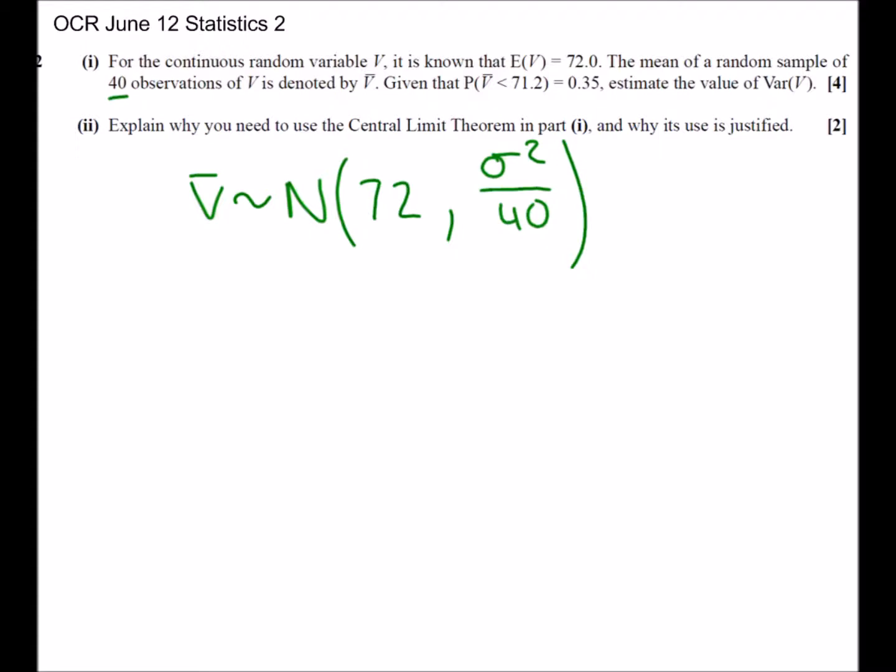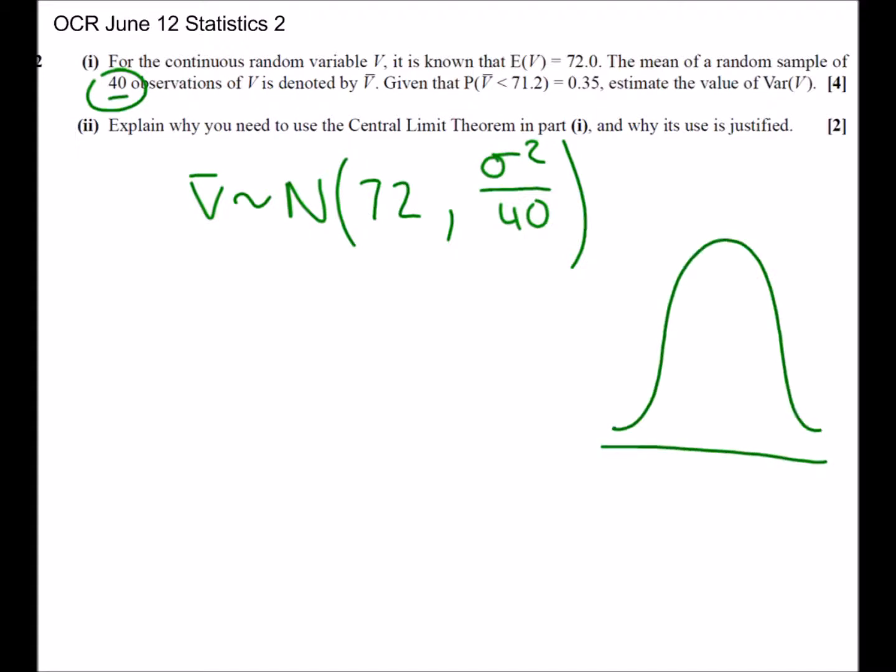Well, the central limit theorem says that we can use it even if we don't know what the population is. So if we'd known that the population was normal, we wouldn't be using it, but we don't know what the original population is, but we do know that our sample size is quite big, so we can use the central limit theorem. Now we get on to the normal distribution part of the question.